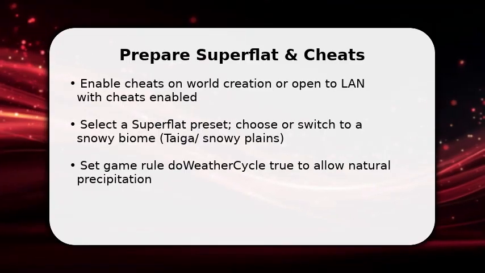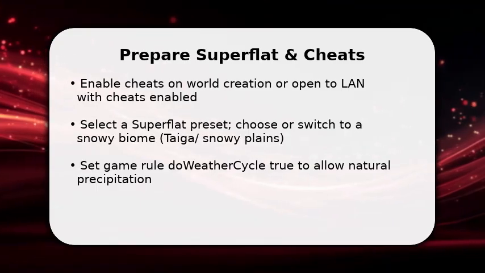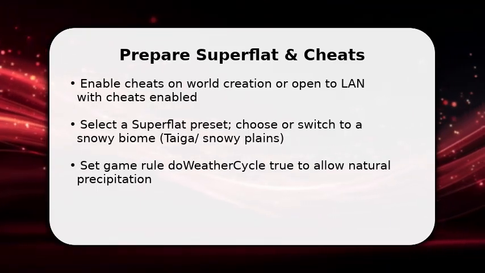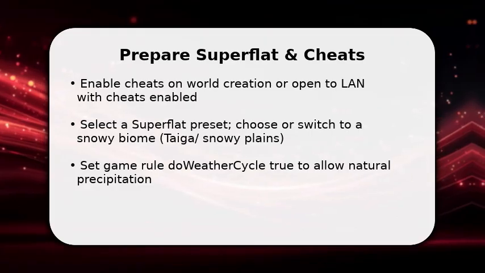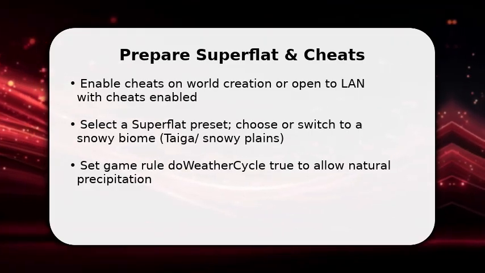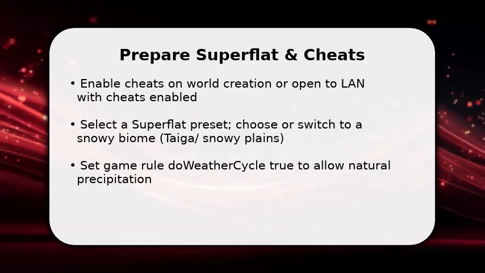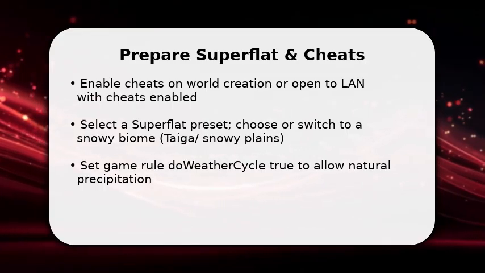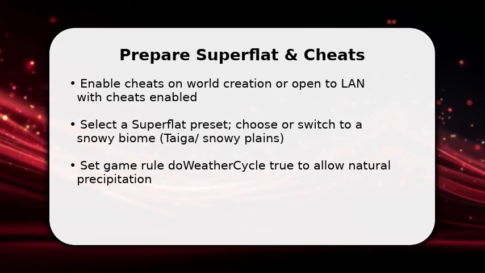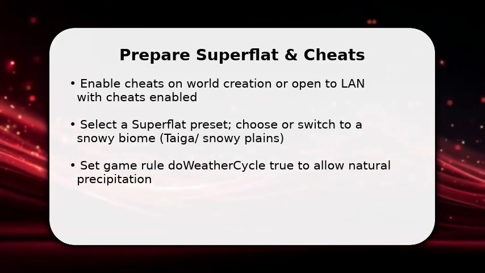You start by making sure cheats are active so you can change the world quickly. Create the Superflat world or edit its preset and pick a snowy biome like snowy plains or snowy taiga. This determines whether precipitation becomes snow. Once done, enable Do Weather Cycle so weather can change naturally.